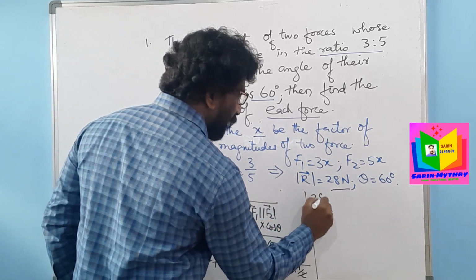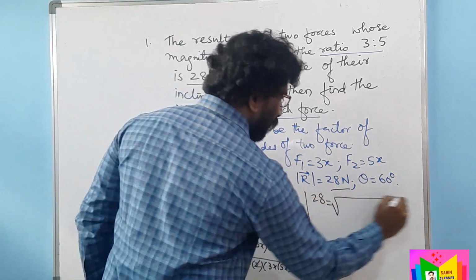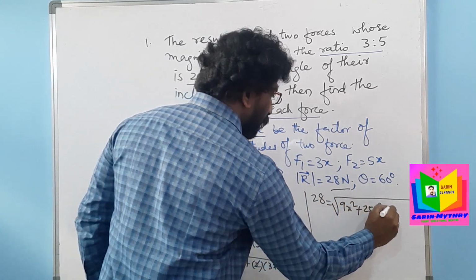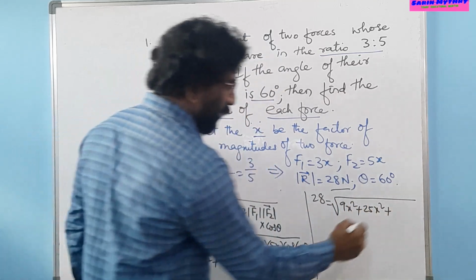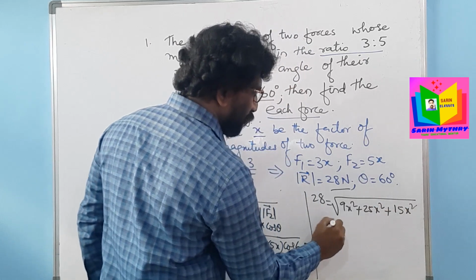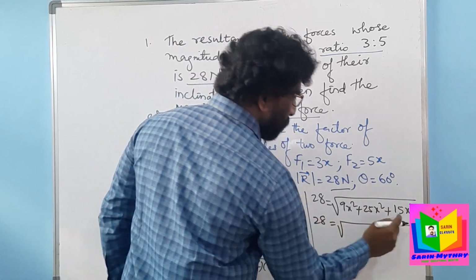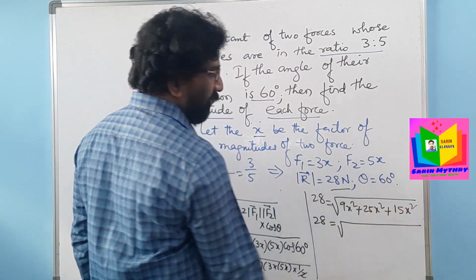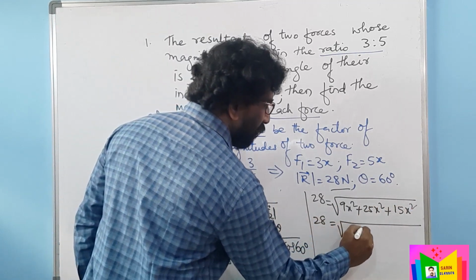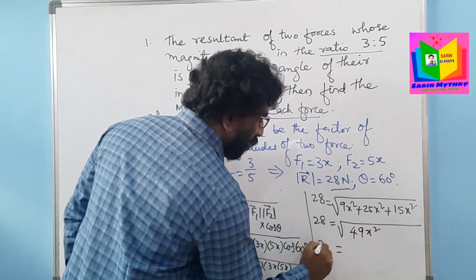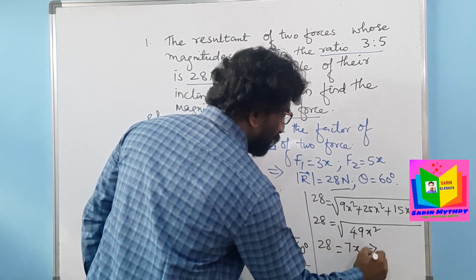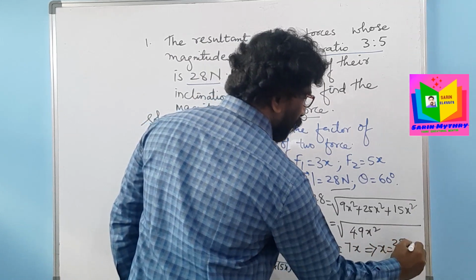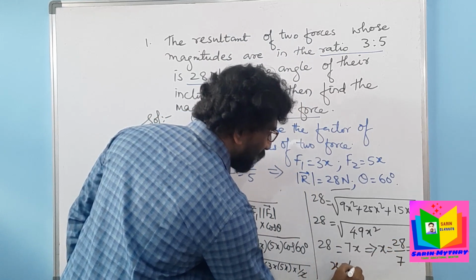Therefore 28 is equal to under root of 9x square plus 25x square plus 15x square. If you simplify, what do you get? 15 plus 25 becomes 40, and 40 plus 9 is 49, so 49x square. So 28 is equal to 7x. This implies x is equal to 28 over 7, that is equal to 4. So now you have found the factor, that is x equal to 4.